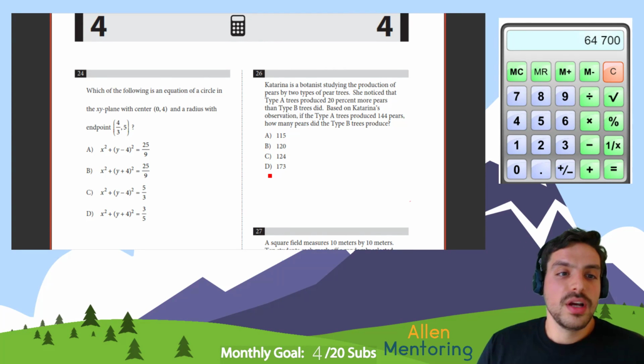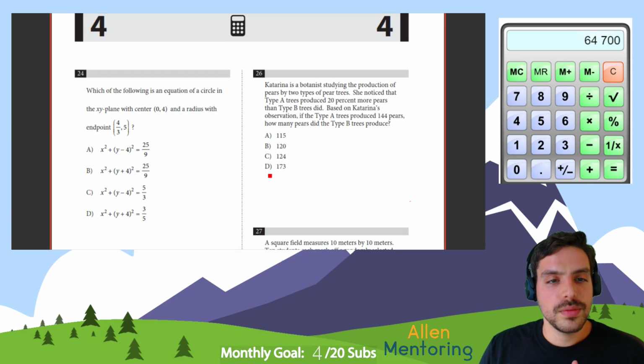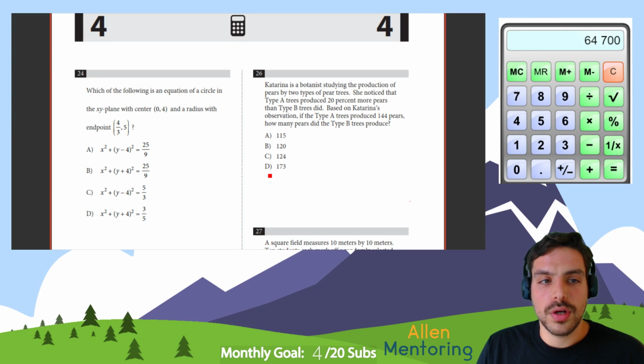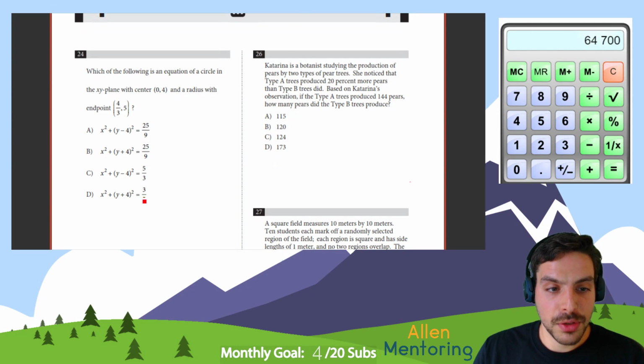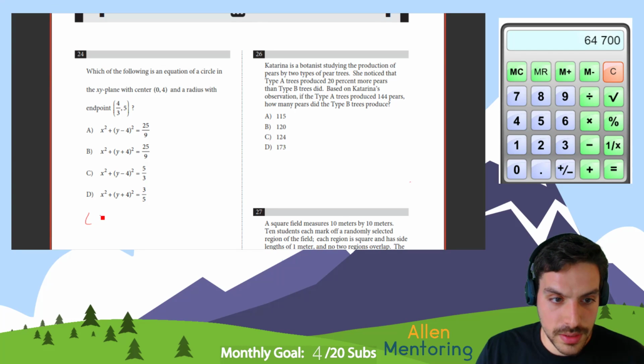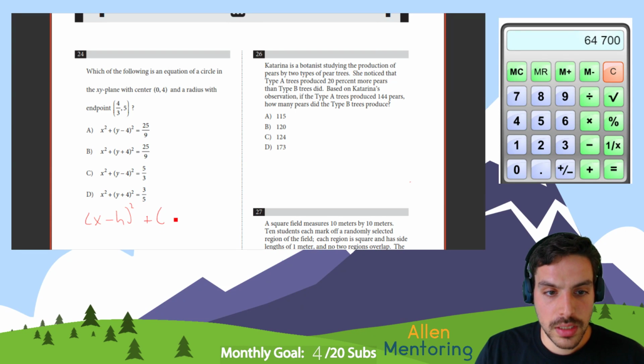All right, 24. Which of the following is an equation of a circle in the xy plane with a center 0, 4, and a radius with endpoints 4/3, 5? So the way to answer this question, first off, you need to know what the equation is of a circle. If you haven't seen this before, the general equation of a circle goes as follows. It's (x - h)^2 + (y - k)^2 = r^2.